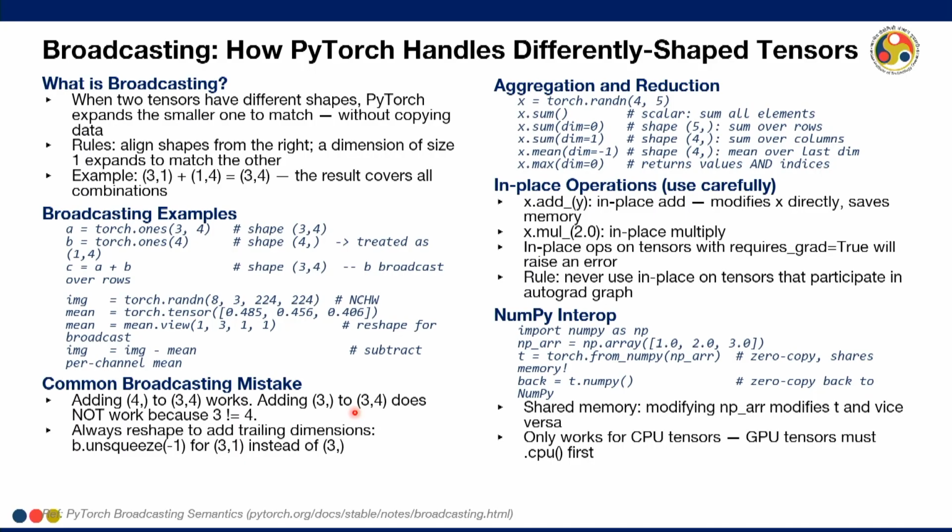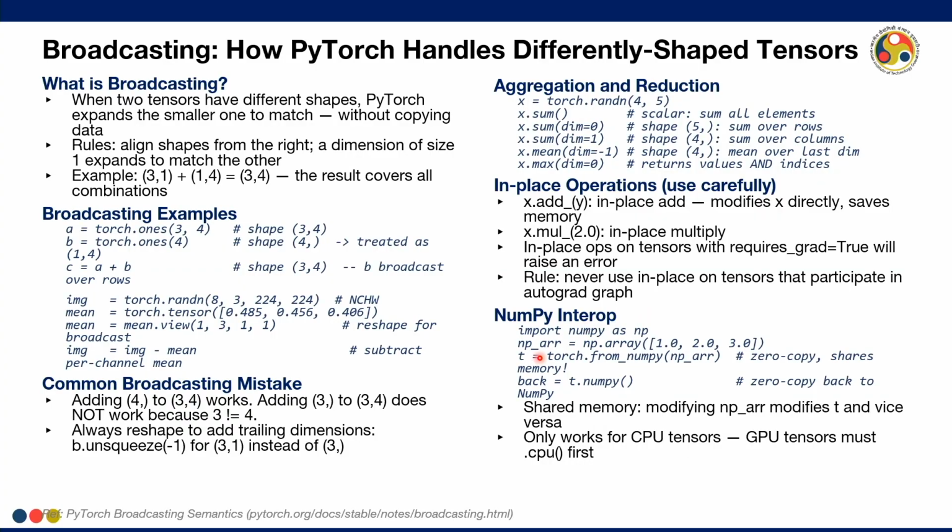Okay. So we need to apply it carefully, because if we are doing the gradient computation and we use this type of in place operation, changing the value of the tensor itself, then we will not get the correct gradient values. Okay. So the rule is never use in place operations on tensors that are participating in the autograd graph. What exactly the autograd graph is, we will see next. Similarly, the NumPy interop operations are also applicable. So we can convert from a NumPy array to a torch tensor, and from a torch tensor to a NumPy array, and so on.